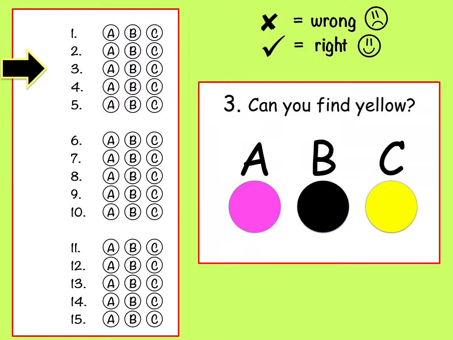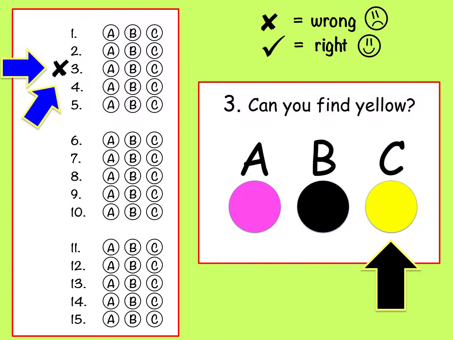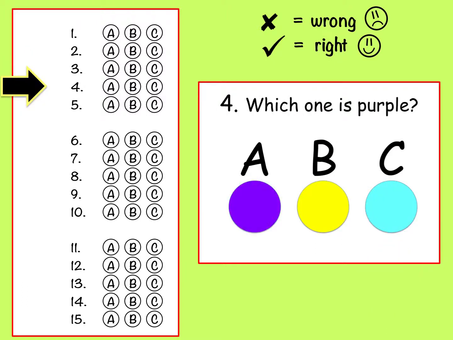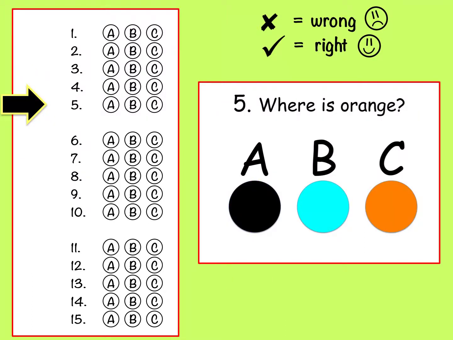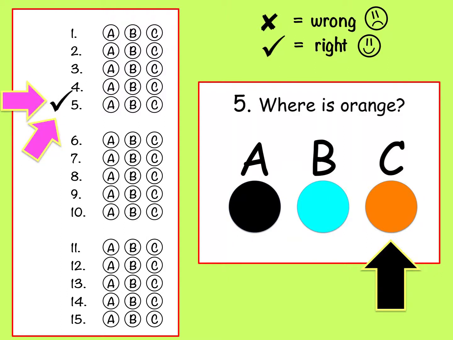3. Can you find yellow? C is yellow. Put an X for wrong and a check for right. 4. Which one is purple? A is purple. Put an X for wrong and a check for right. 5. Where is orange? C is orange. Put an X for wrong and a check for right.